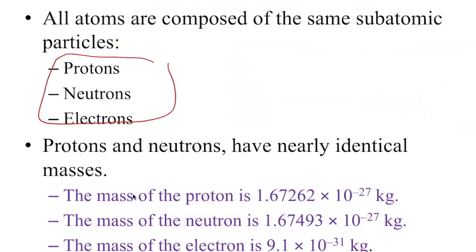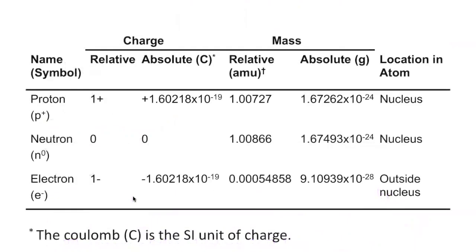Notice that the mass of each of these particles is here in kilograms. However, we're not going to be using kilograms. We're going to be using AMU. Notice that when we convert, the atomic mass unit, which is AMU, equals that many grams. So when we convert the mass of the electron to AMU, it comes out to almost zero.